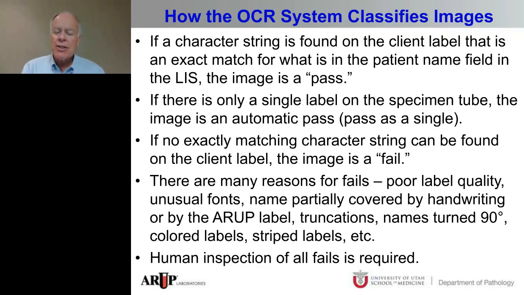If there's only a single label on the specimen tube, then that image is an automatic pass, or what we call pass as a single. It might have been mislabeled, but we have no way to know that. So if there's only one label on the tube, it's an automatic pass.